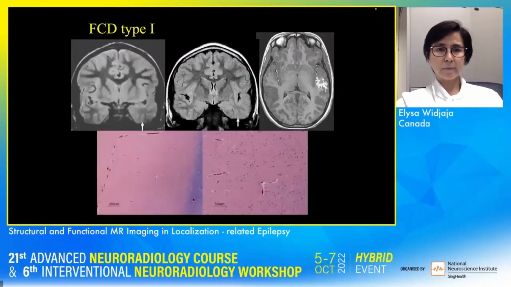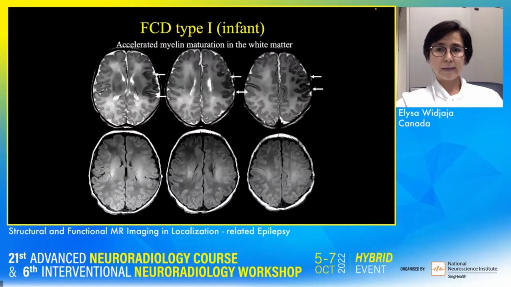This is an example of a patient with FCD type 1. The lesion is within the left anterior temporal lobe and demonstrates increased signal on both FLAIR and proton density. This is another case of FCD type 1, but in an infant. The imaging findings include thickening of the cortex, atypical sulcation and gyration pattern, lower T2 and higher T1 signal in the subcortical white matter. The changes in the signal intensity of the white matter are thought to be related to accelerated myelin maturation.